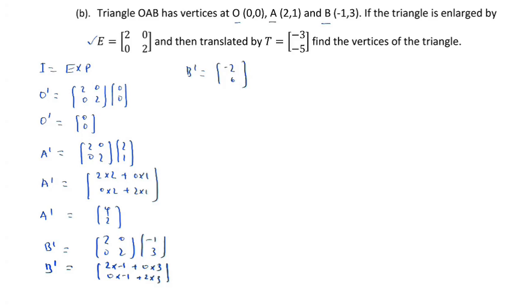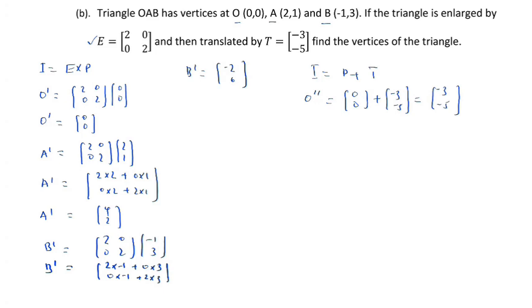Okay, so now let us translate the image points using the translation factor -3, -5. Using the translation relation, image equals point plus translation factor. Let us start with point O. We are going to have O double dash equals matrix 0, 0 plus matrix -3, -5, which after solving gives matrix -3, -5.